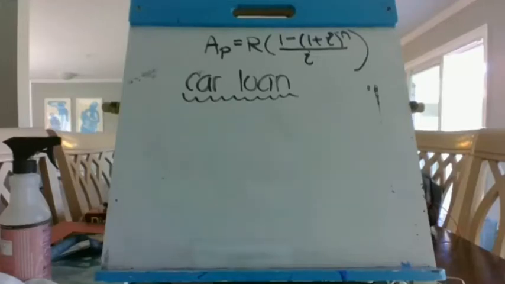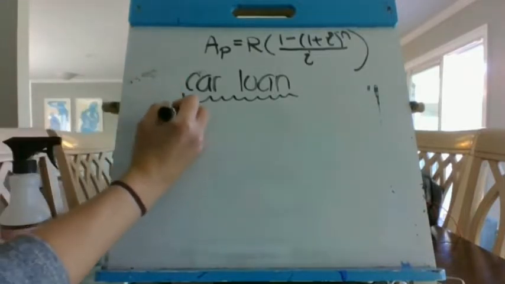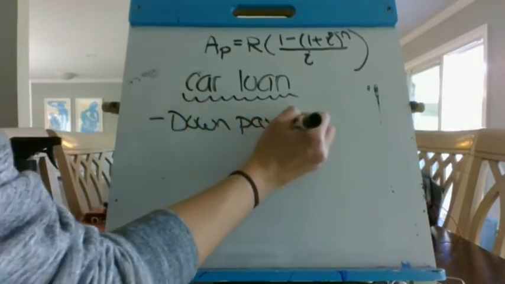All right, so we're going to talk about car loans. Car loans are forms of annuities because you're going to make recurring payments over the life of a loan to finance a car. So first thing we're going to talk about is most dealerships will require you to make a down payment.